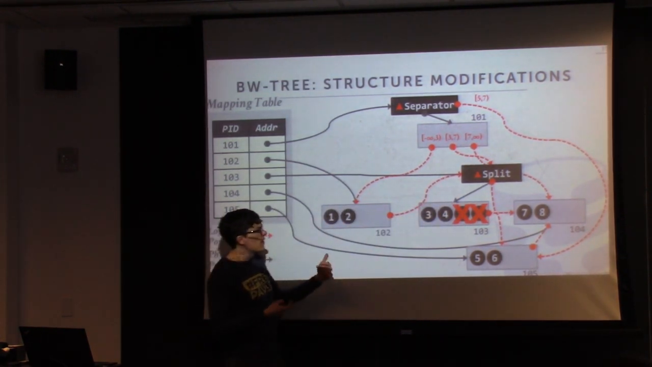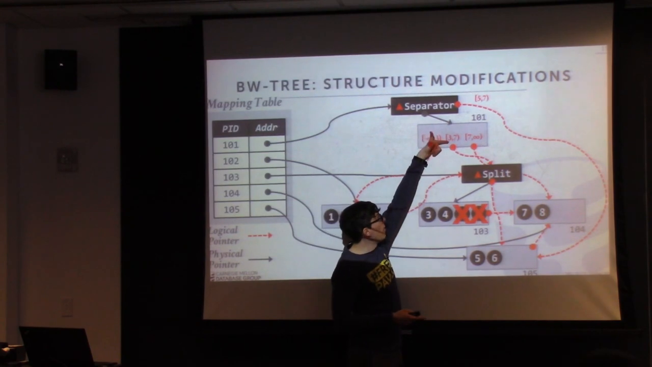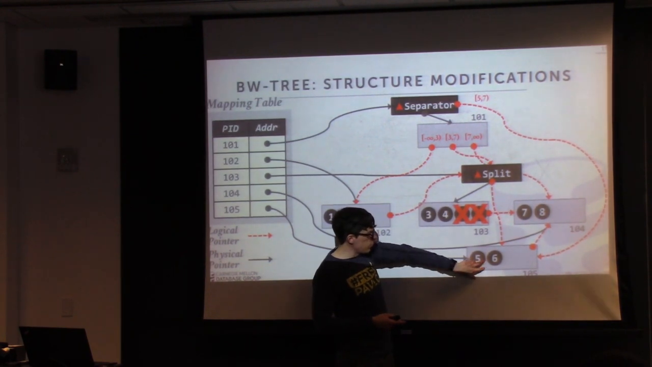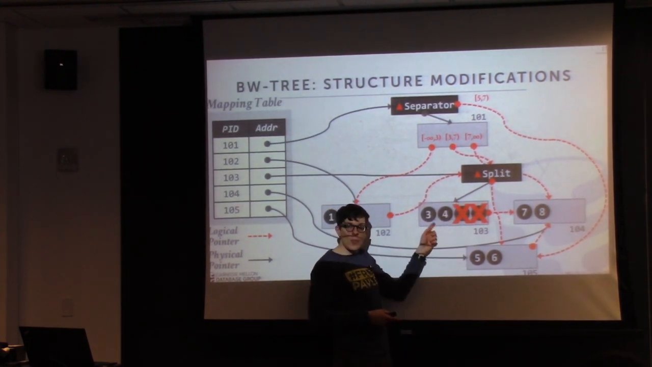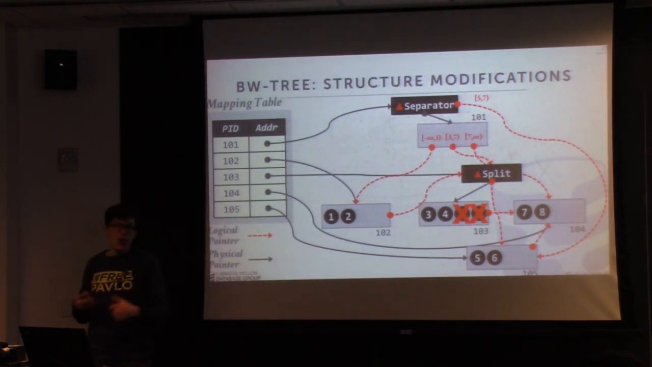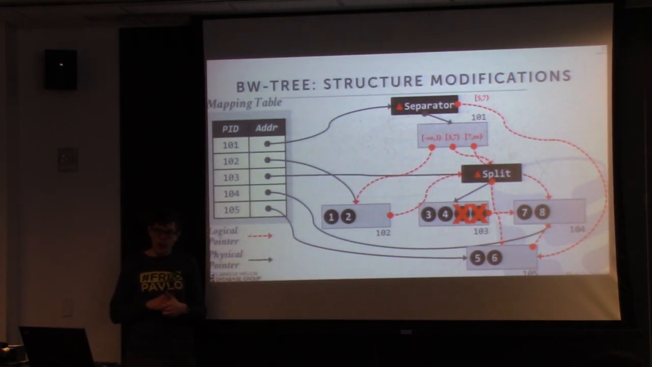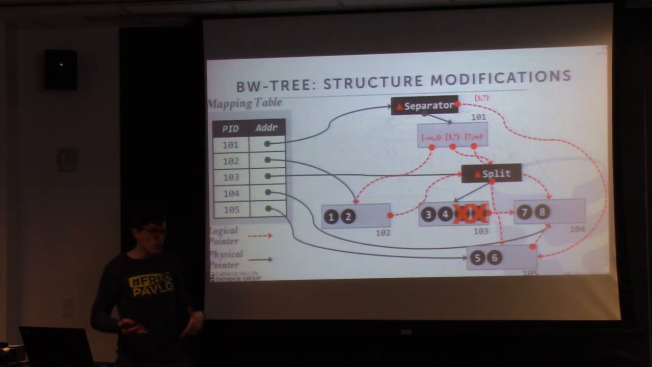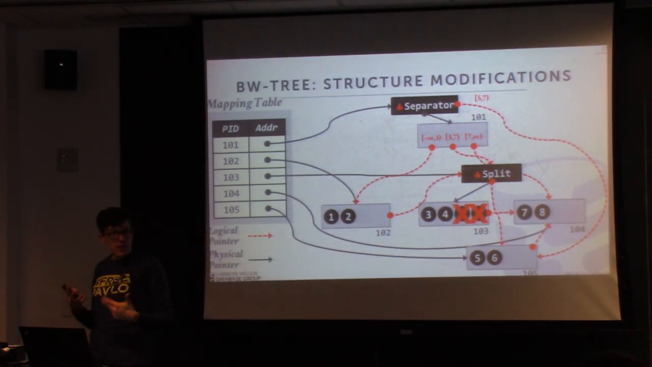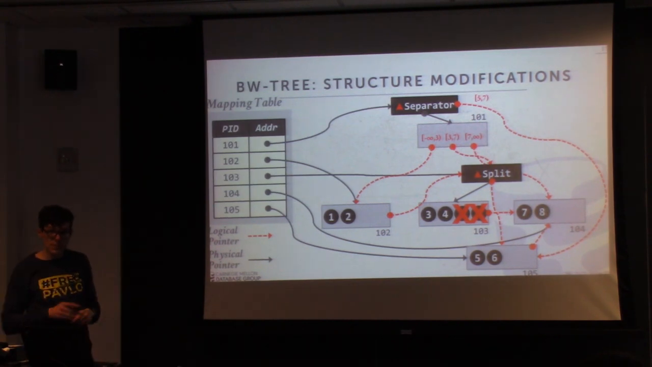And in this case, if I'm looking for key 4, I would come between 3 and 7, I get to the split, and I would know that the key I'm looking for is not handled by this new split node down here, so therefore I want to go back to the original page 103. Again, you don't need the separator to ensure correctness. It just avoids having to do some extra jumps or traversal into the delta chain. It's an optimization. Yes?